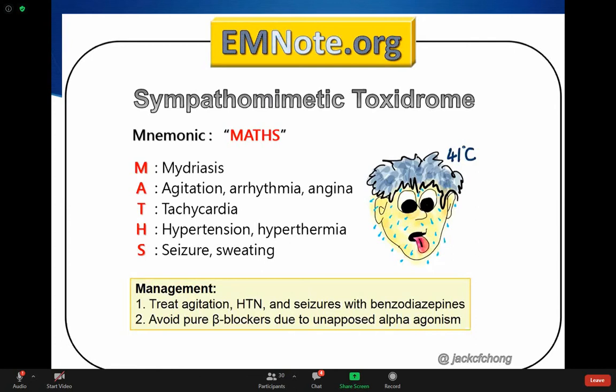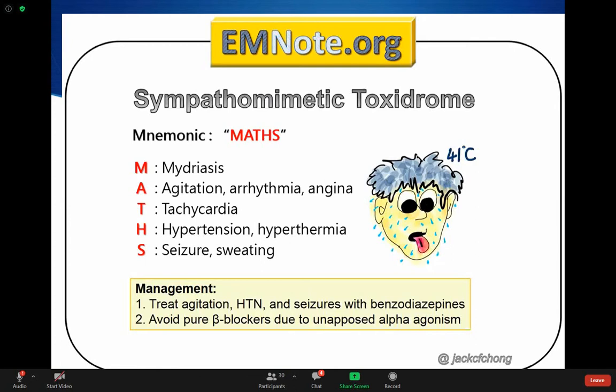We don't like to use antipsychotics because they have side effects, and because the medication that the patient took may have an effect that antipsychotics may exacerbate, and the antipsychotics may worsen hyperthermia. So we like benzodiazepines in toxicology. It's usually a correct answer when there is agitation and even for hypertension.